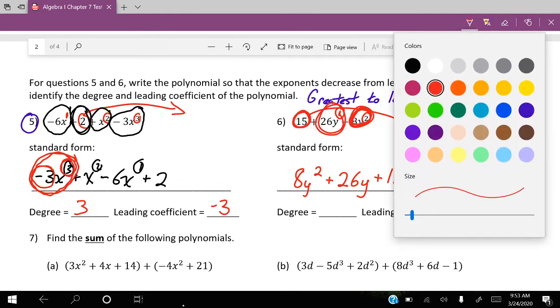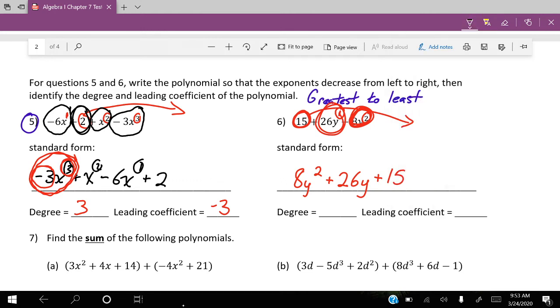So now all I have to do is identify my degree and leading coefficient. Again, all of that can be found in the first term. Our degree is the largest exponent, which is 2. Our leading coefficient is the number in front of our first term, which is 8.